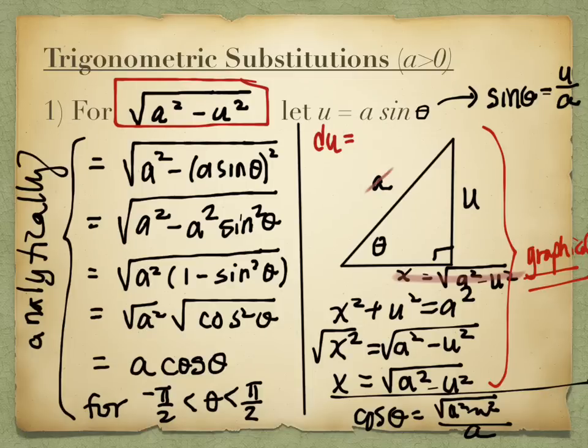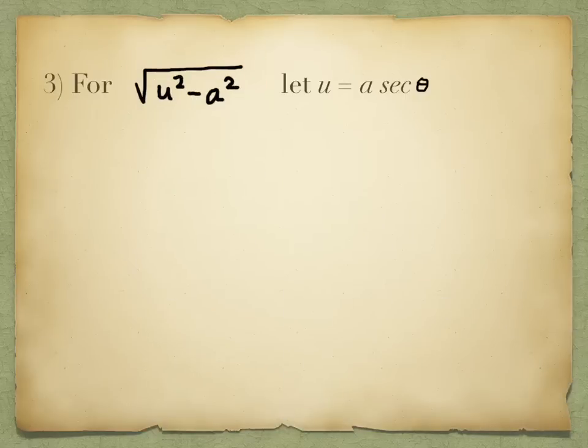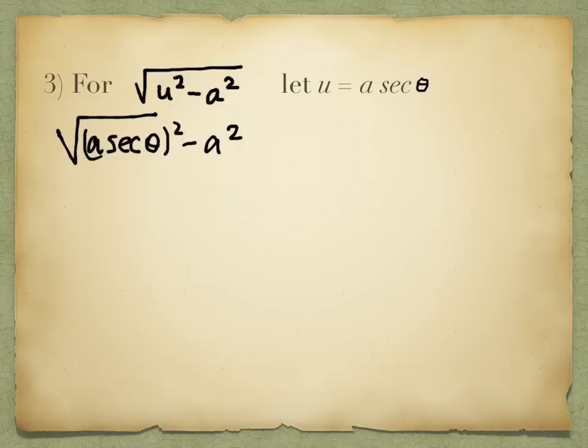Okay, we have one more to justify before we can use them. It's the square root of the subtraction in the opposite order. So now instead of A squared minus U squared, I have U squared minus A squared. The appropriate substitution to use is A secant theta. So if I'm going to use A secant theta, let's verify what this square root is going to be equal to. This is U squared minus A squared, where U is A secant theta squared.